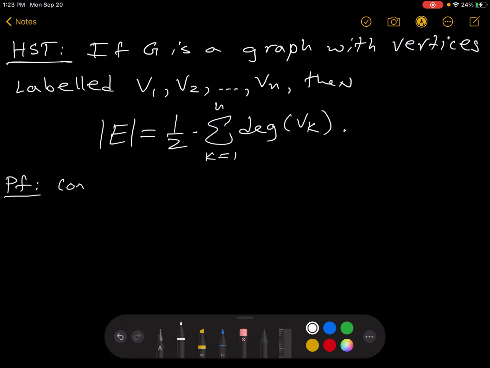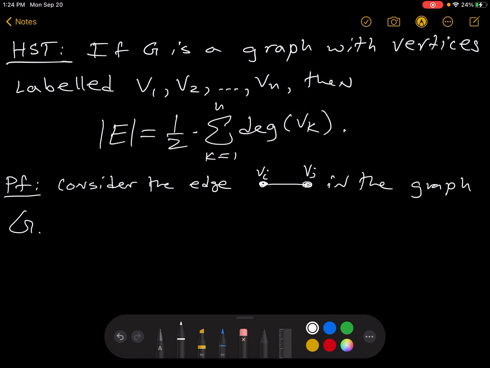Let's consider the edge vi, vj in the graph G. Now, i and j are numbers between 1 and n. All right, now this is an edge in the graph, right? So this vertex vi probably is connected to many other vertices by edges, but I don't know exactly what it looks like. I'm just going to consider this one edge. So we might have edges coming off of this thing. I don't know exactly what they look like. I don't know what the graph looks like, but I'm just considering one edge in the graph.